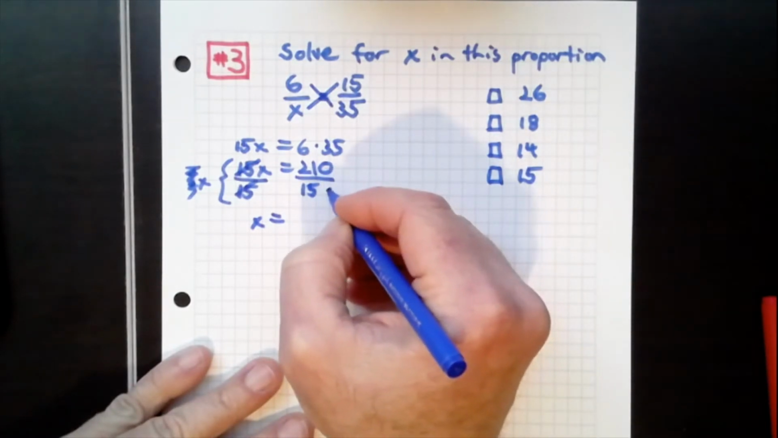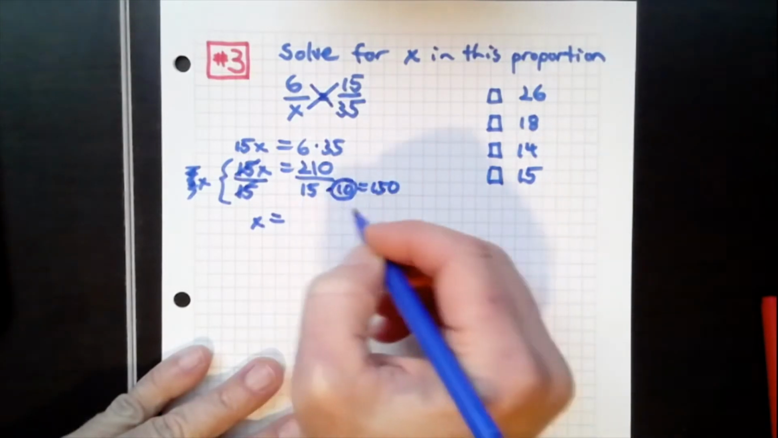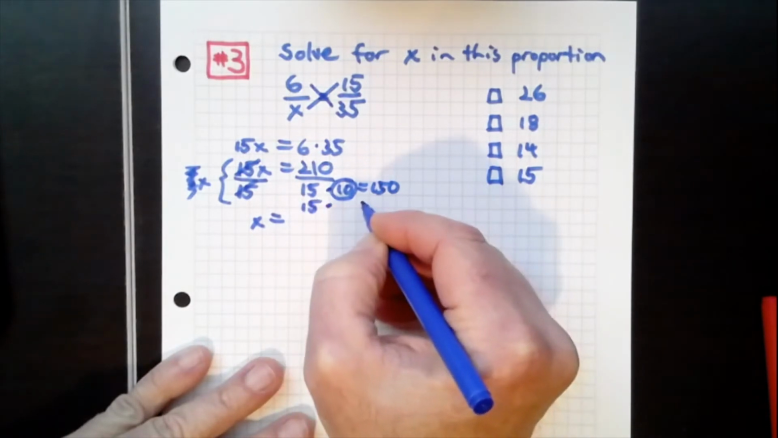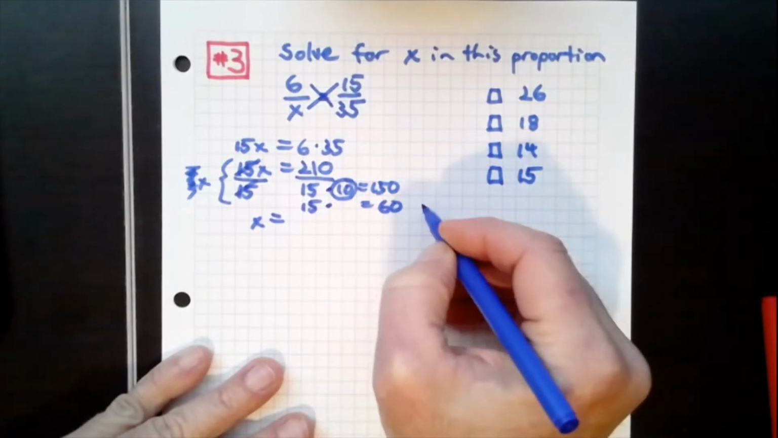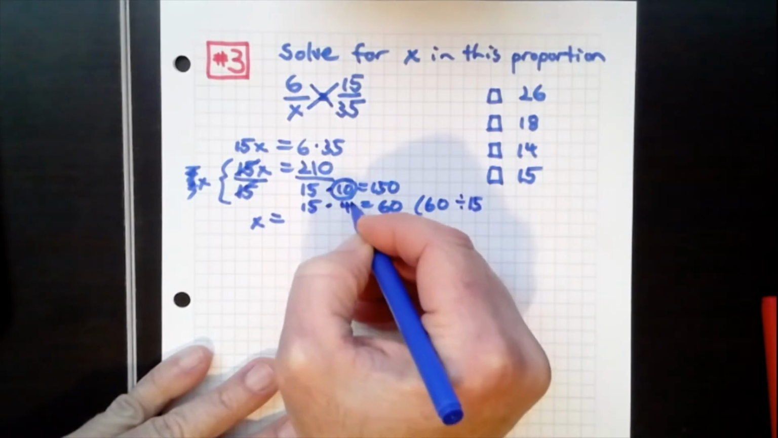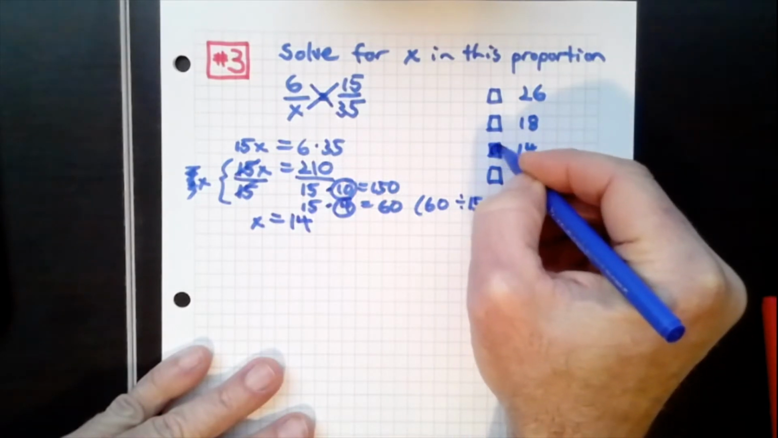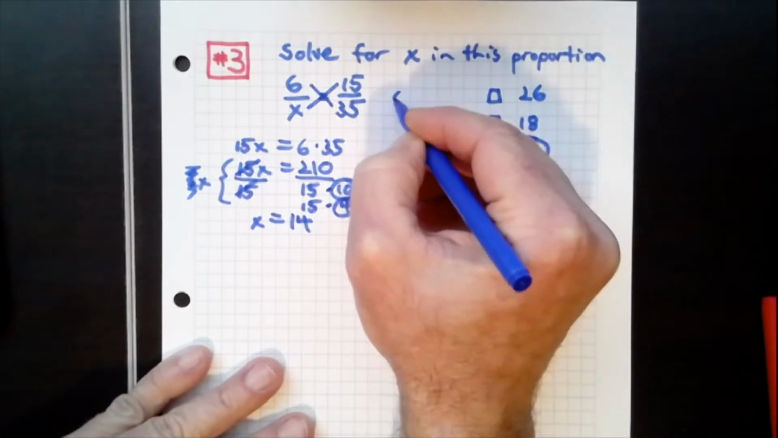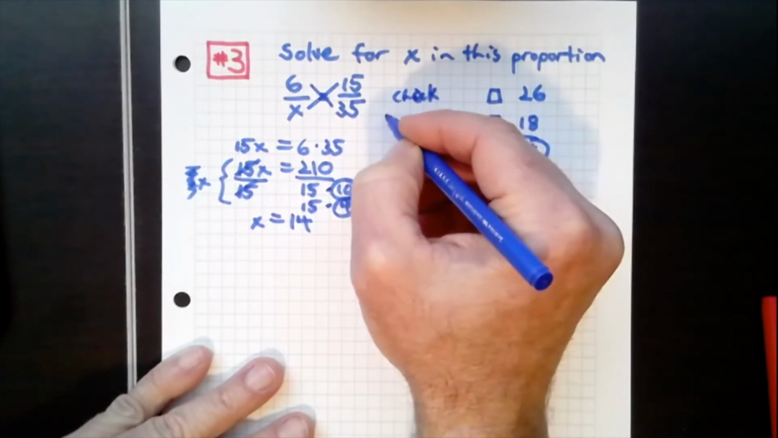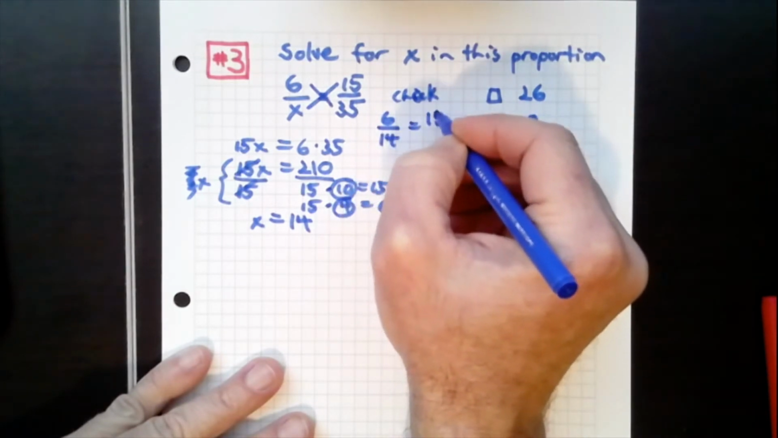Well, I know 15 times 10 is 150, which gives me 60 left over. So 15 times something equals 60. If I wanted to check that out, I could go 60 divided by 15, and I would get 4. Then I could add those two factors together, and I get x equals 14. I can check this, simply check, not chick. Check it by going 6 over what I think the answer is, 14, and cross multiplying.